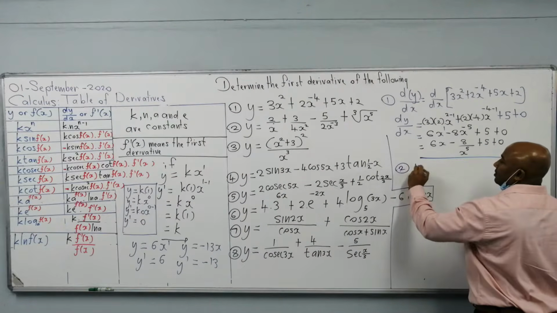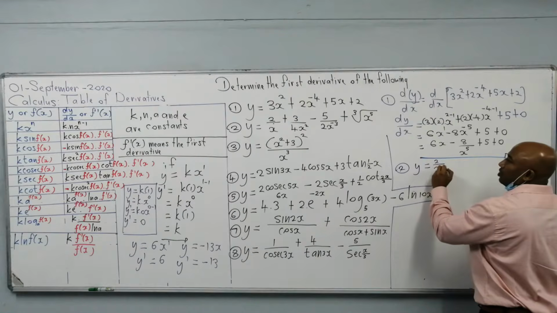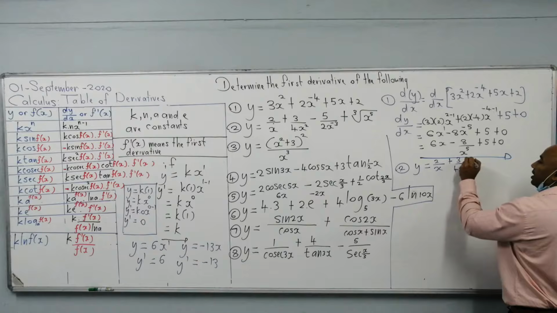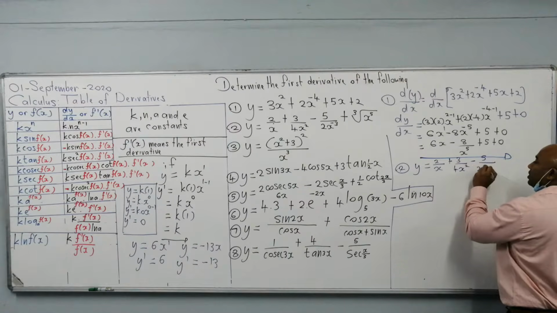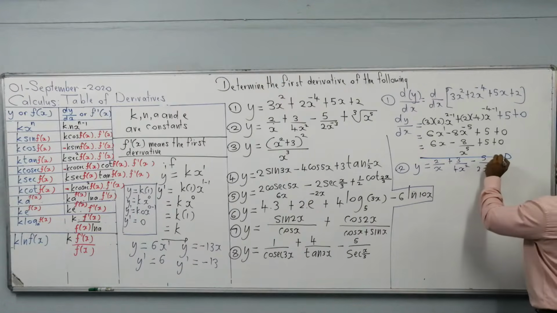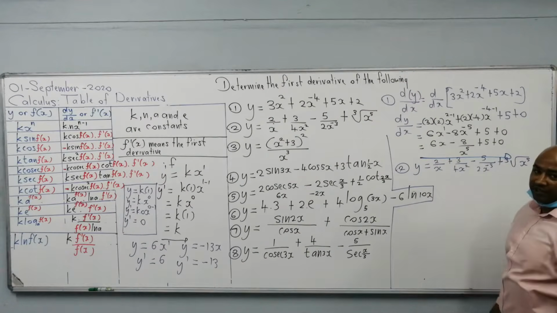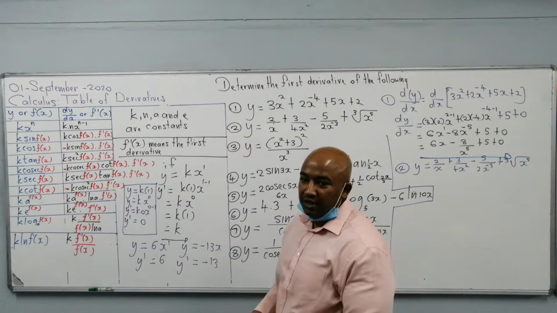Let's deal with the second one. So I got y is equal to 2 over x plus 3 over 4x squared minus 5 over 2x to the power minus 3 plus the cube root of x to the power 5.